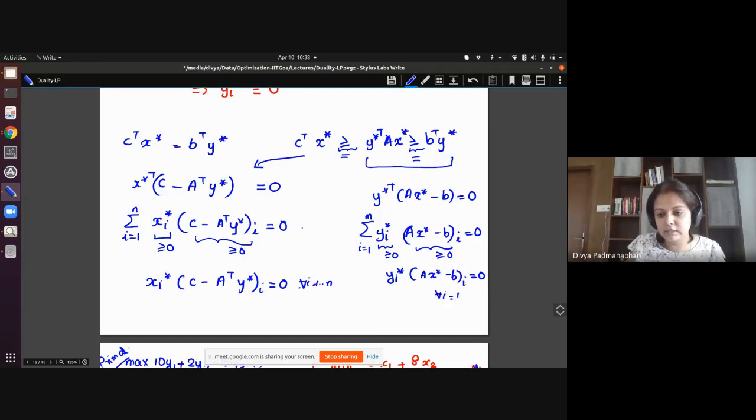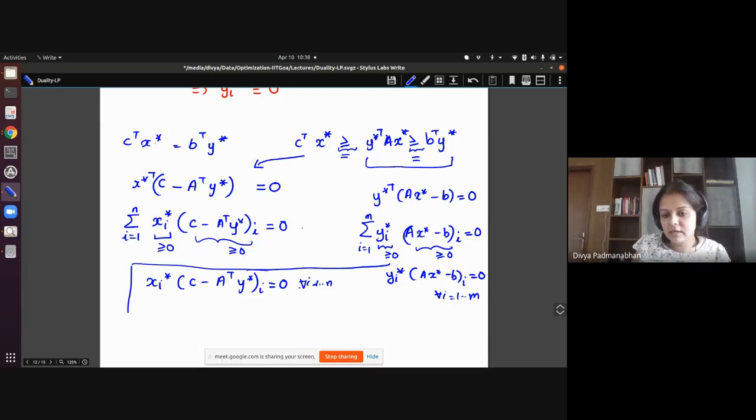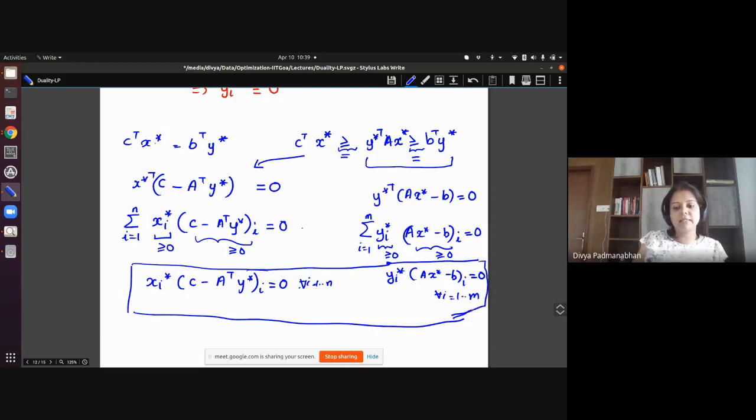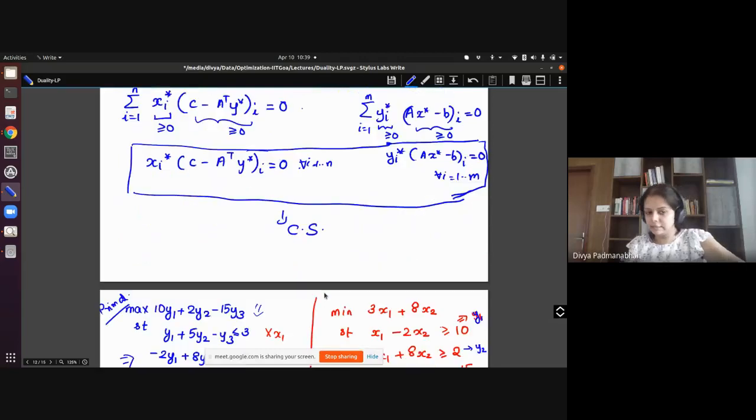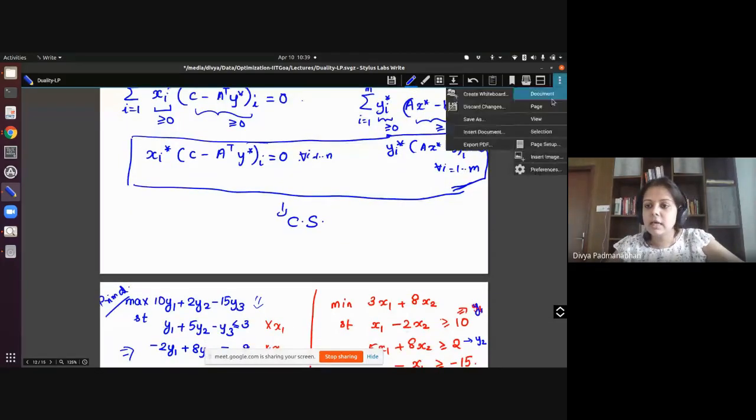And this is for all the constraints. It's symmetric because those are dual forms. These come as results for the dual forms. So both these conditions form the complementary slackness conditions. Both these are referred to as the complementary slackness conditions.